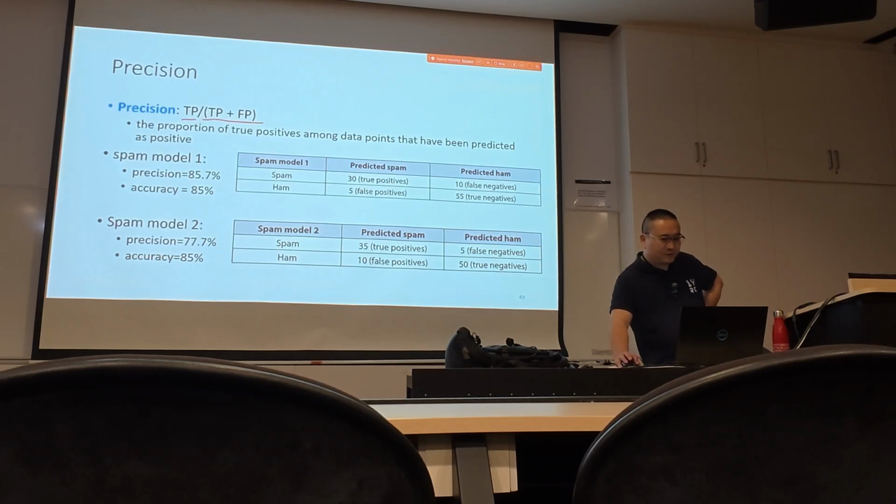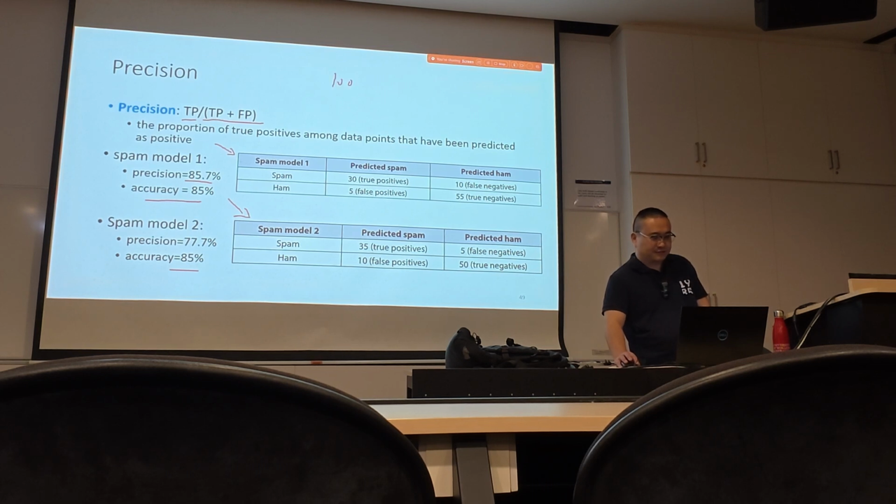Here we have two examples. We have two models, and we generate the confusion matrix for both of them. Even the accuracy is the same. However, if you calculate the precision, you can notice that model 1 is better in terms of precision. For example, if a model gives 100% precision, it means that whenever the model says the data is positive, you can reliably believe that the data is positive. So this is the precision.